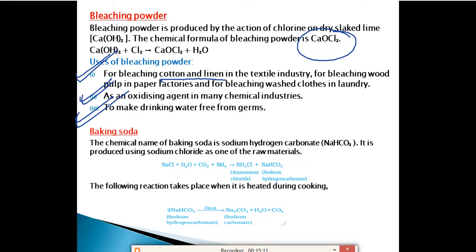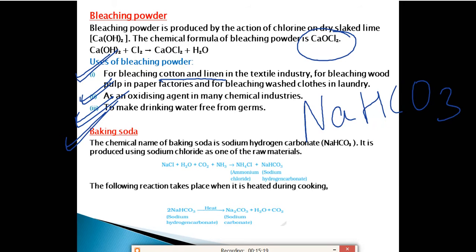Now let us discuss baking soda. So what is the formula of baking soda? The chemical formula of baking soda is NaHCO3, and the chemical name is sodium hydrogen carbonate. So the chemical name of baking soda is sodium hydrogen carbonate and the formula is NaHCO3.